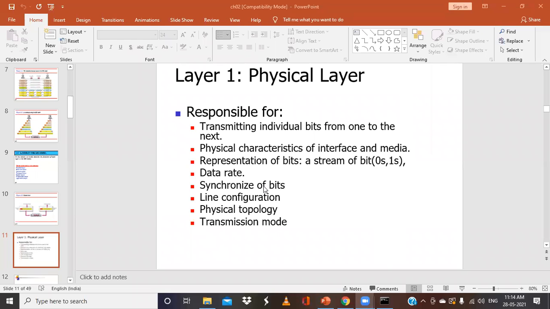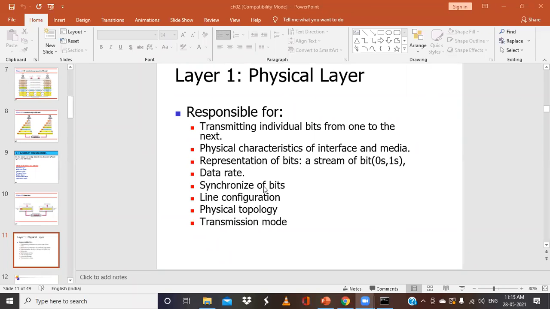Next, about the line configuration. The line configuration can again be of two types. Like we have studied about the configuration, it can be a point-to-point configuration or it can be a multi-point configuration. Which type of configuration it is going to use will again be defined by the physical layer.